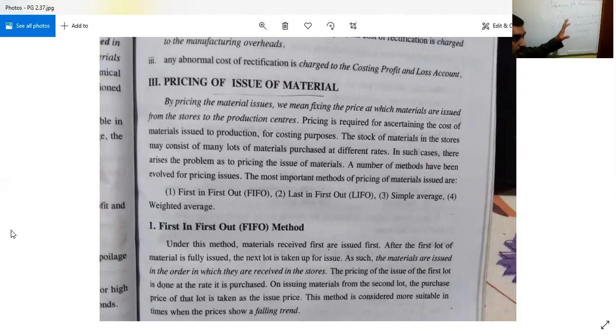Simple means what? Based on the occurrence, or based on how much receipts, or like that. That is the simple average. LIFO is what? Last coming should be served first.